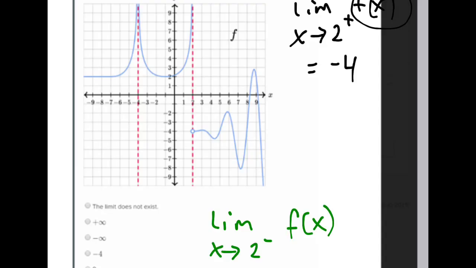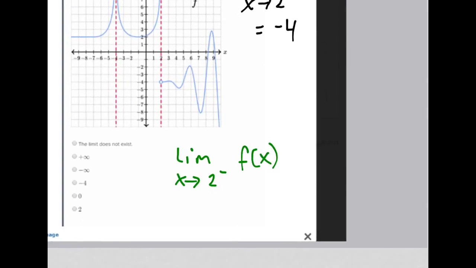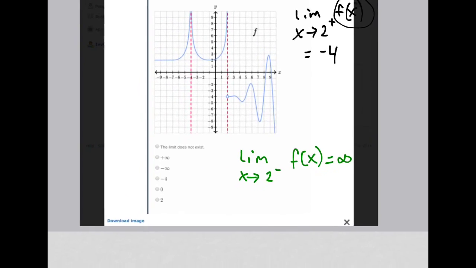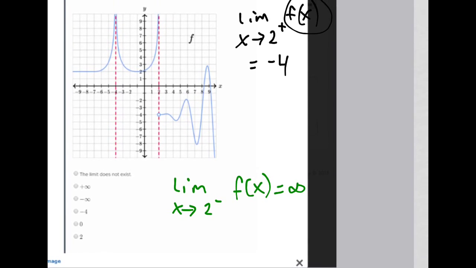So here, there actually is no limit, but we can describe it by saying that it goes to infinity. This limit doesn't exist. If it goes to infinity, then there is no limit. There is no stopping point. So, if we were approaching 2 from the left side, we could say that it goes to infinity, that there is no limit. It just goes to infinity.